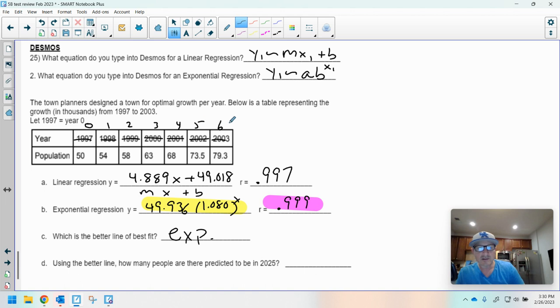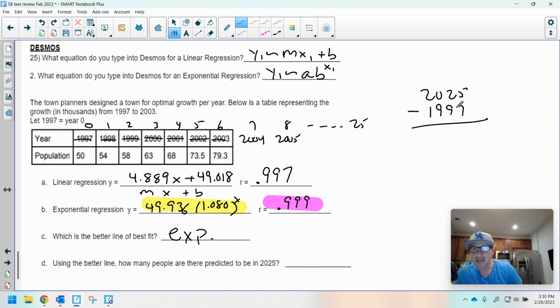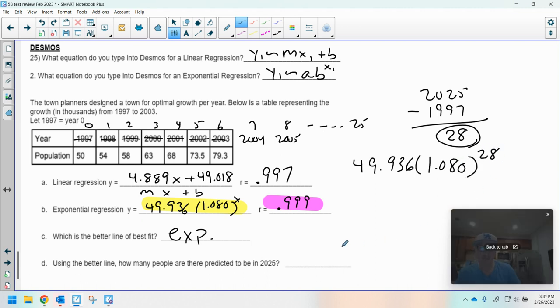Well, what number is 2025? 2004 would be 7, 2005 would be 8. Now I can keep going until I get to 25, or I can just do the year that they want, 2025, minus the first year, 1997, and that's going to be 28. So instead of X, I'm going to put in 49.936, parentheses, 1.080, and raise it to the 28th power.